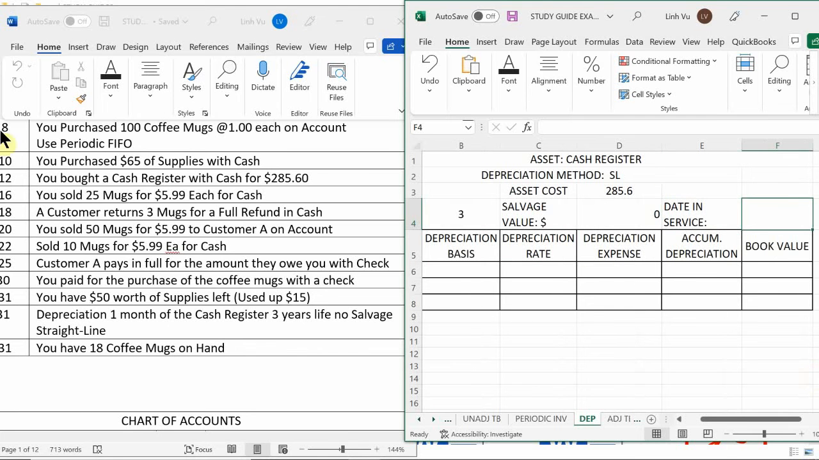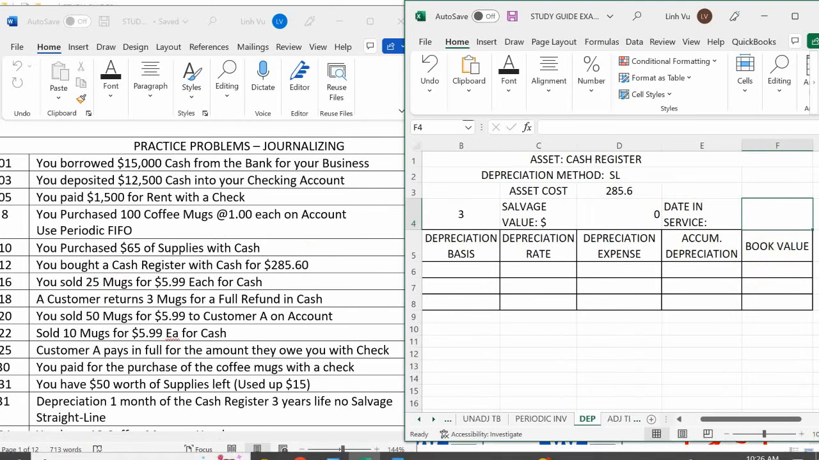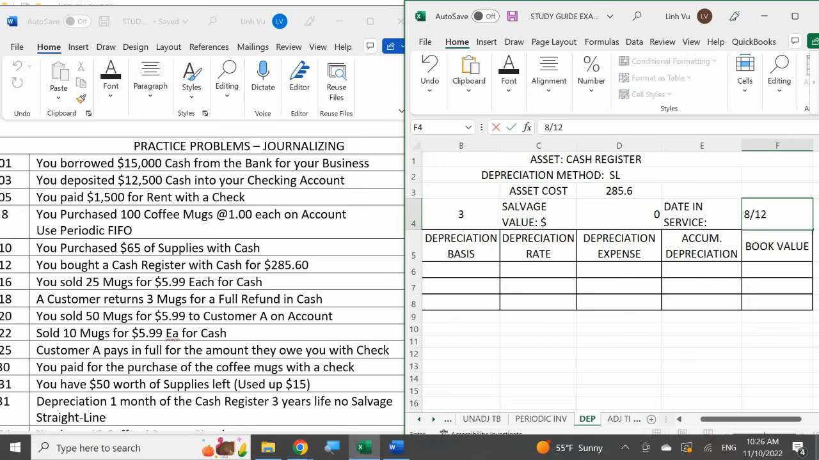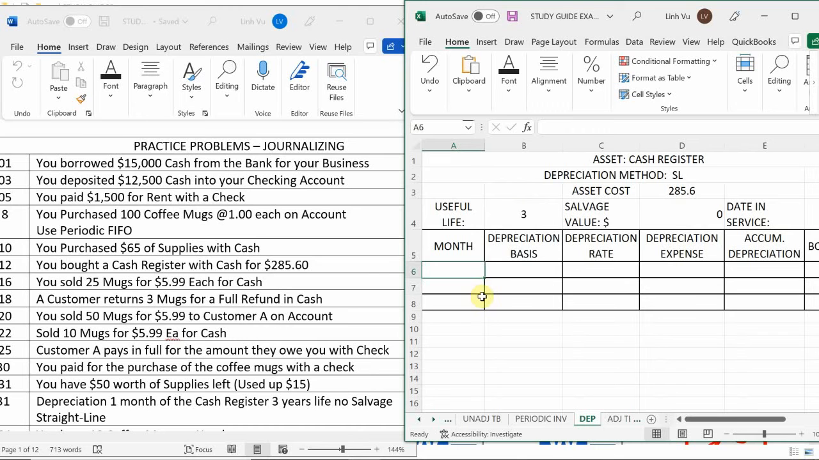Let's take a look at my scenario. When did you buy? August 12th. So what does that tell me? It went in August 12th, so in this case, you need to depreciate for the month of August, starting the month of August.